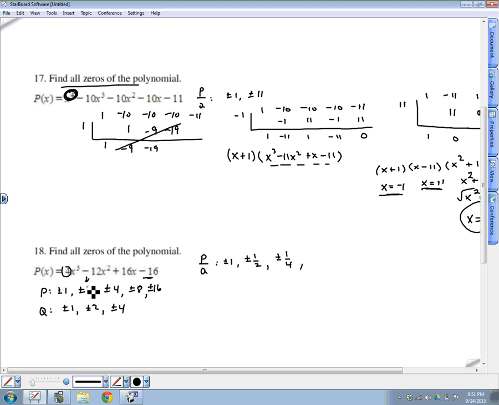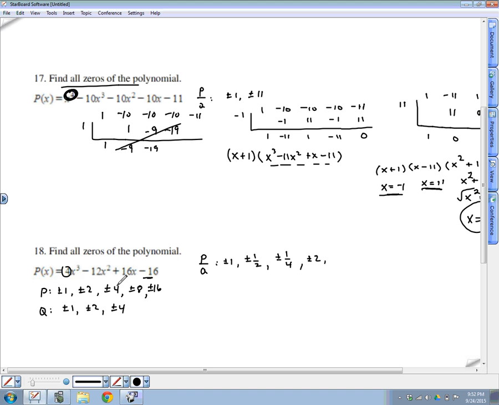Now we move over to the next value of p right here, which is 2, and divide that by all the values of q. So we're going to get 2 over 1, which is 2. Then we're going to get 2 over 2, which is 1. We already have that 1 right here. We don't need it again. We're going to get 2 over 4, which is just 1 half. We already have that one.